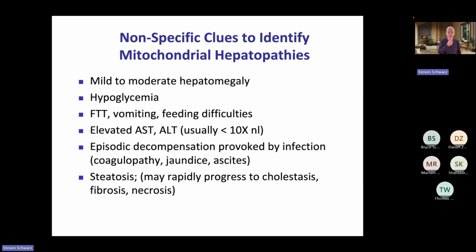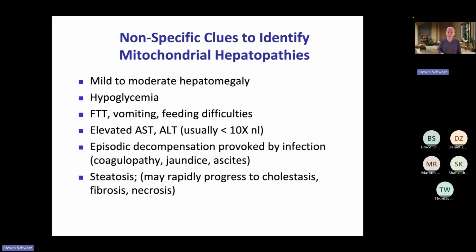So, what are the nonspecific clues that you can use to identify mitochondrial hepatopathies? Patients presenting with mild to moderate hepatomegaly, patients presenting with hypoglycemia. Remember, they may be hypoglycemic because of their over-reliance on anaerobic glycolysis in the TCA cycle, so they deplete their glycogen stores. Failure to thrive, feeding difficulties.